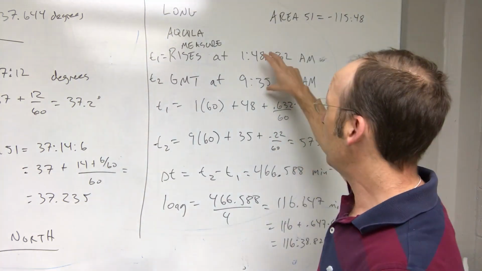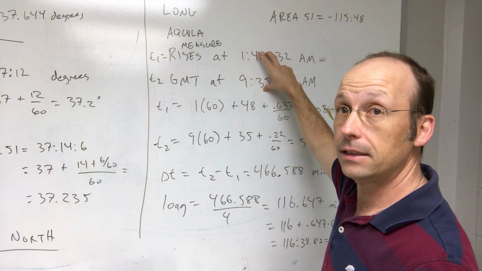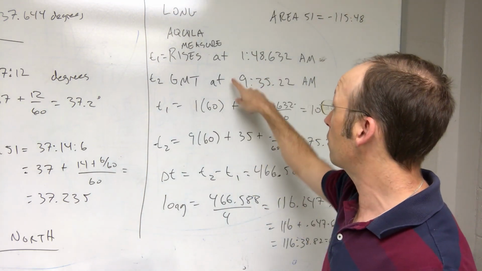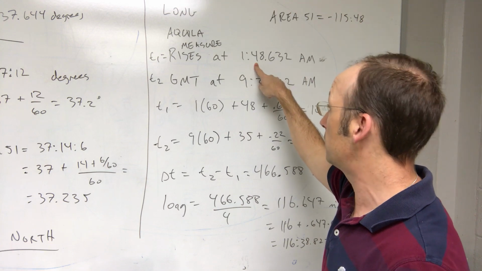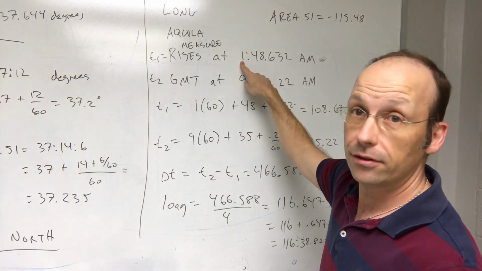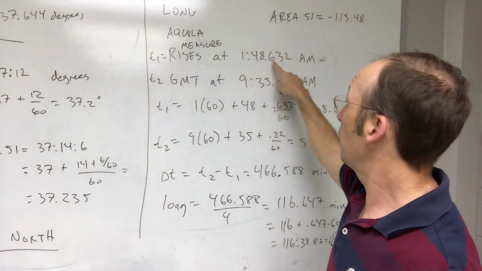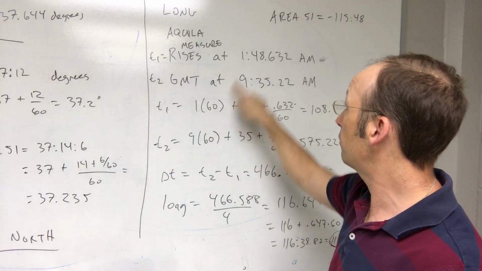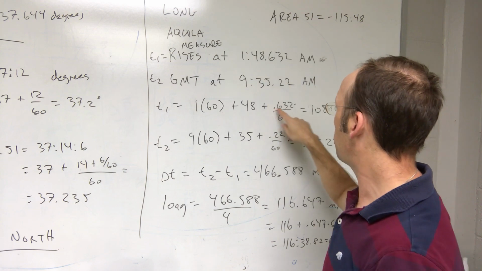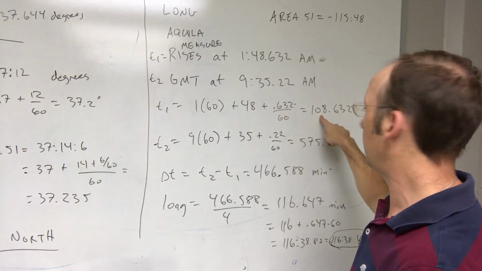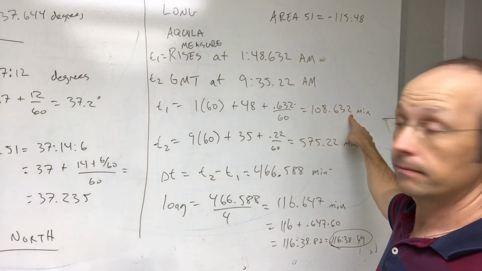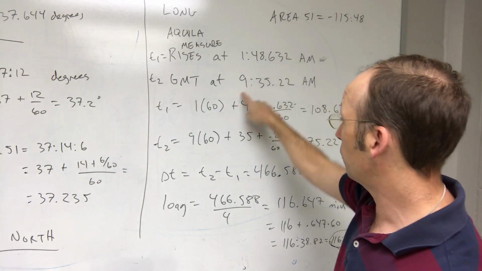Okay, so I need the difference in these two times in minutes, and from the difference in those two times in minutes, I can get the longitude. So the first thing to do is convert this time into minutes. So it's 1 hour, that's 60 minutes, plus 48 minutes, plus 0.632 of a minute. So I take 1 times 60, 48, plus 0.632 divided by 60, and I get 108.632 minutes.